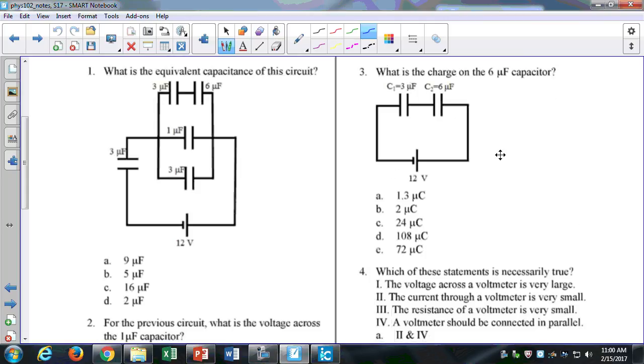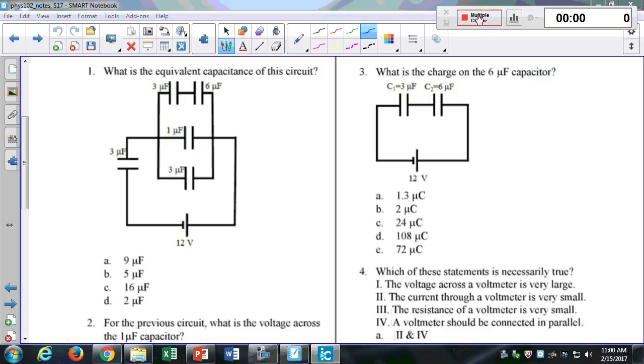Number 3 over here. I want you to tell me what is the charge on the 6 microfarad capacitor. That's the one on the right here, number 3. What is the charge on the 6 microfarad capacitor of a 3 and a 6 in series, hooked up to a 12-volt battery? What's the charge? I think this is exam 2.